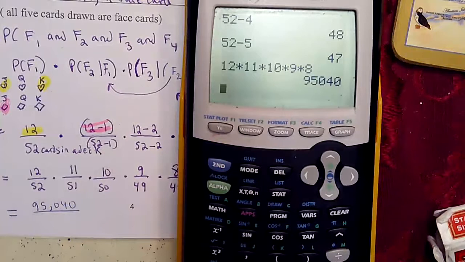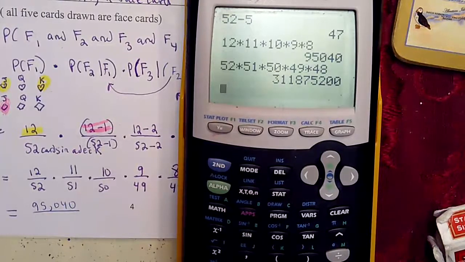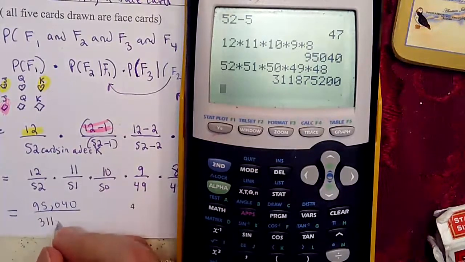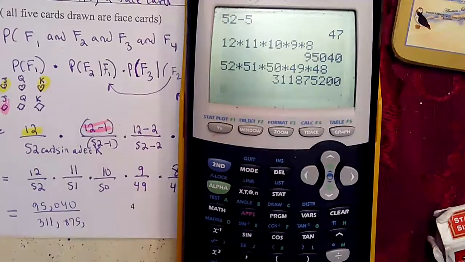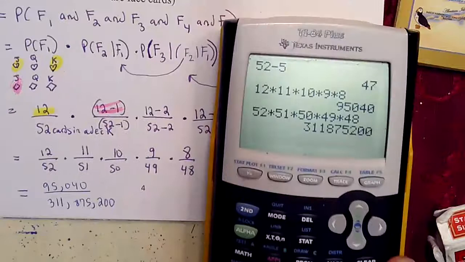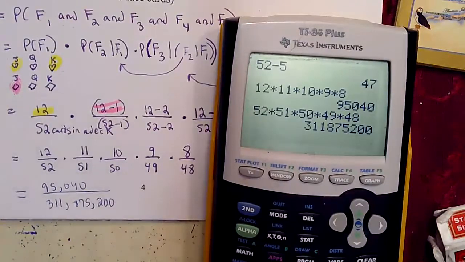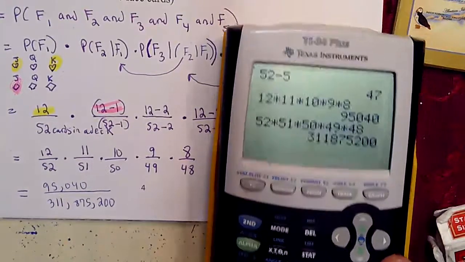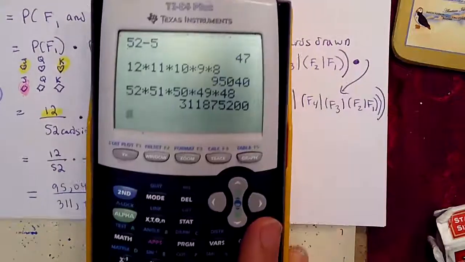And then on the bottom, 52 times 51 times 50 times 49 times 48. Wow, look at that. Hundreds, thousands, whoa, millions, 311,875,200. Okay. And depending on the numerator and denominator, sometimes a calculator cannot reduce it. And I think that's what happens here. You might have to reduce it on your own.